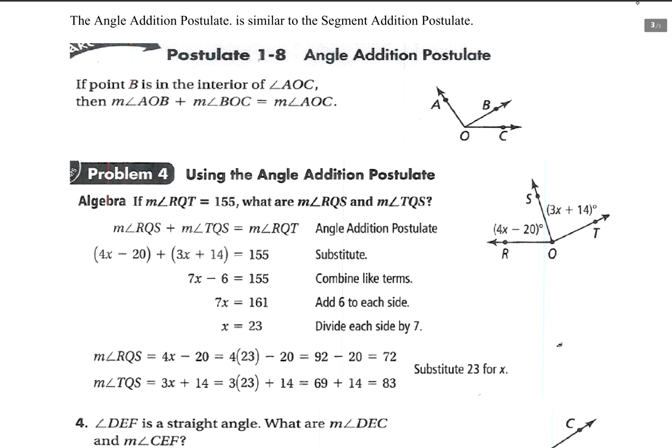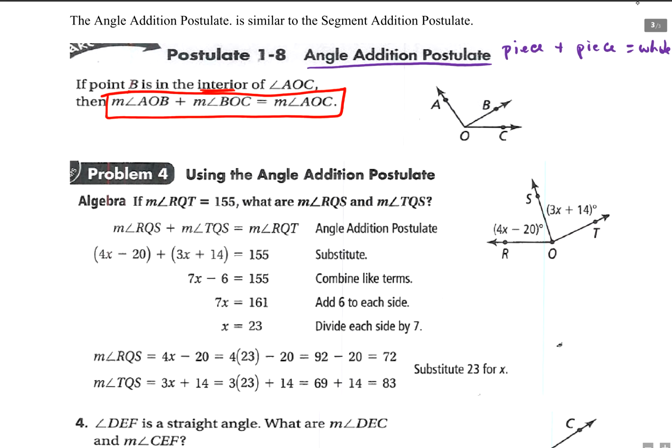And our postulate for this lesson. Angle addition postulate. This is another in our family of addition postulates, and we said that these are piece plus piece equals the whole. And this point B must be in the interior of our big angle, so we are making two angles here together. Then we know that the measure of angle AOB, that's this angle right here, plus the measure of angle BOC, that's that angle right there.